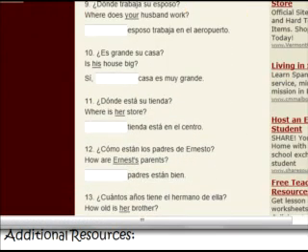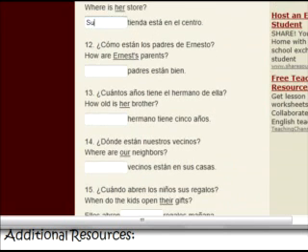Okay? Write the correct word in order to form a logical response. ¿Dónde trabaja su esposo? Where does your husband work? It should be su esposo. Is his house big? Su casa es muy grande. Where is her store? Su tienda está en el centro. ¿Cómo están los padres de Ernesto? How are Ernest's parents? His parents are well. Sus padres, agreeing with parents, not with Ernesto.